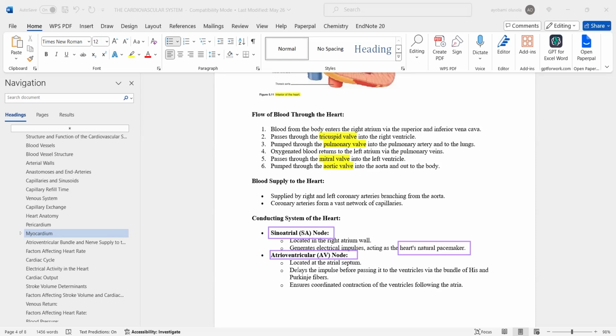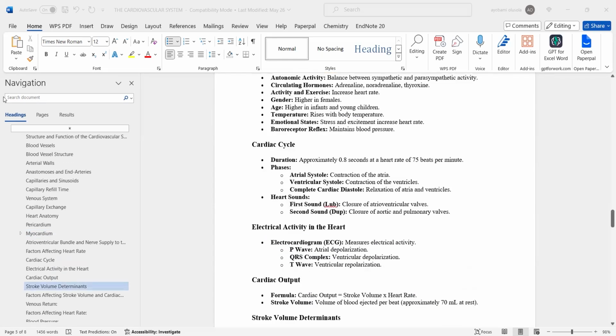And is located at the atrial septum. This atrioventricular node delays the impulse before passing into the ventricles. And the impulses are passed via the bundle of His and the Purkinje fibers. Let's talk about this now.